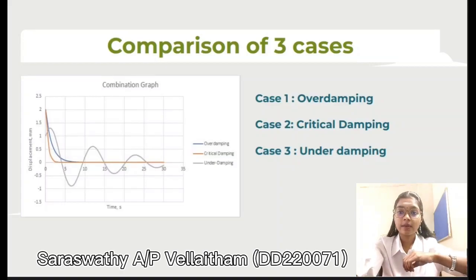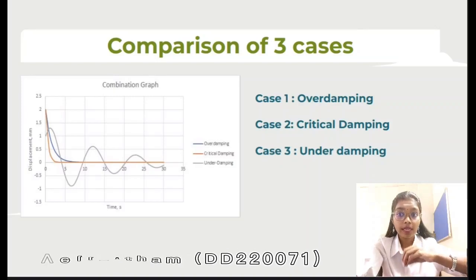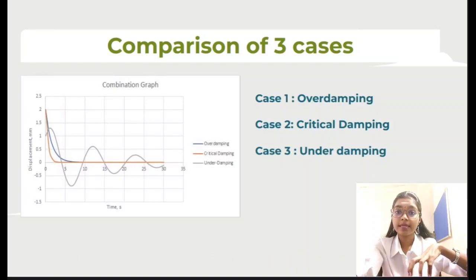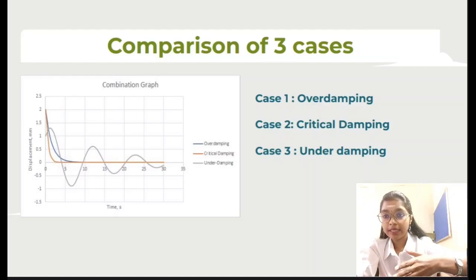Hi, we analyzed the vehicle suspension system under three cases. This graph shows the combination of all three cases. In an overdamped system, the motion of the system returns to equilibrium without oscillation, but the return is slow. The system takes a longer time to reach equilibrium compared to critical damping.